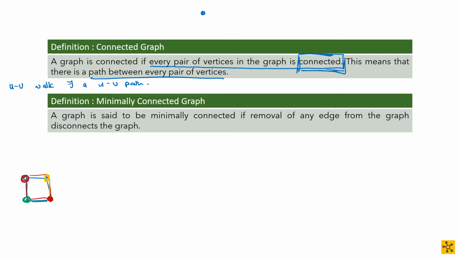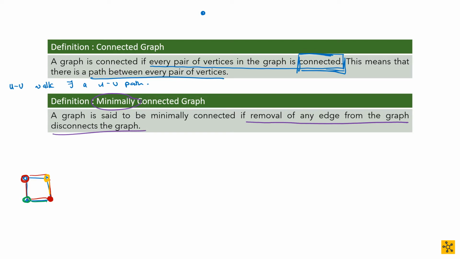Then you have, obviously, the idea of a minimally connected graph. Minimally just basically means that it is at its lowest connection. In other words, the moment you remove an edge from this graph, it becomes disconnected. So that's what they say here: if the removal of any edge from the graph disconnects the graph.